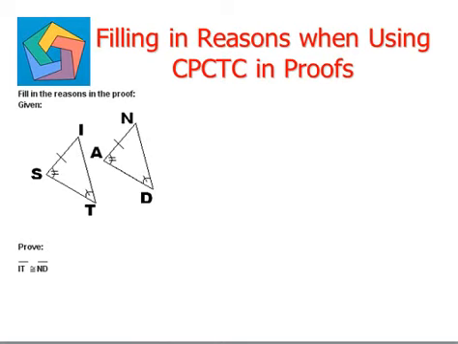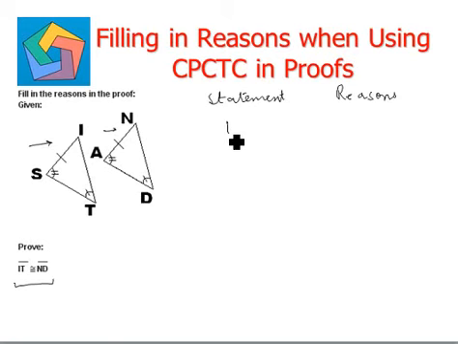Fill in the reasons in the proof. We are given two triangles SIT and triangle AND, and we have to prove IT is congruent to ND. Our rule remains the same. We write the statement and the reason. First we prove that the two triangles are congruent, and then we move further.